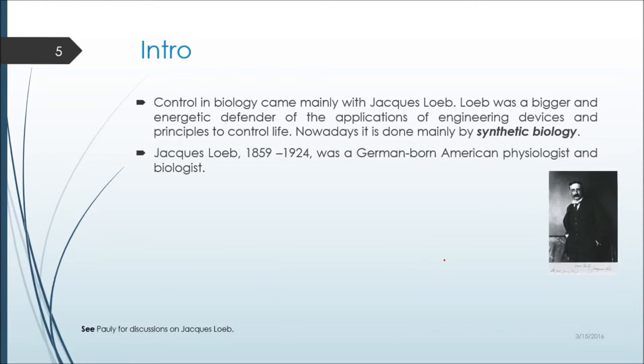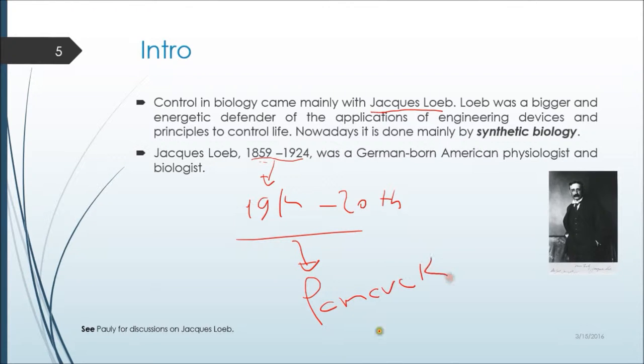The concept of control in biology came mainly from Jacques Loeb, who lived at the turn of the century, between the 19th and the 20th century. This was the best period of time for biology, for mathematical biology. You had scientists such as Lamarck, who gave a huge contribution. There are other names that escape my attention right now, but all of them gave a huge contribution to biology and to the development of all of modern biological science.